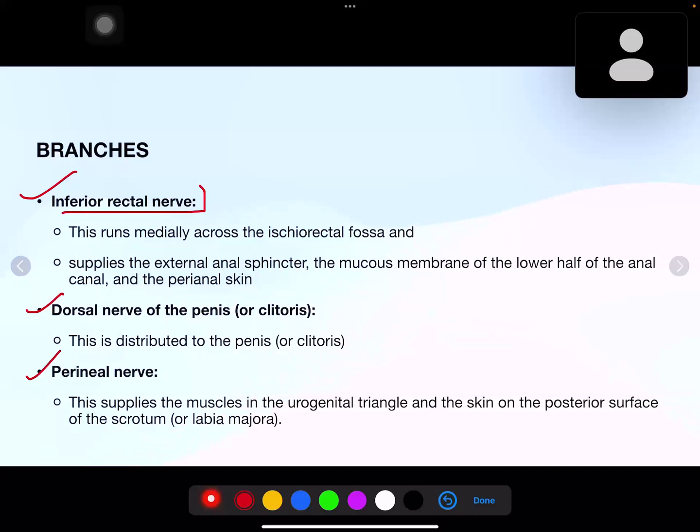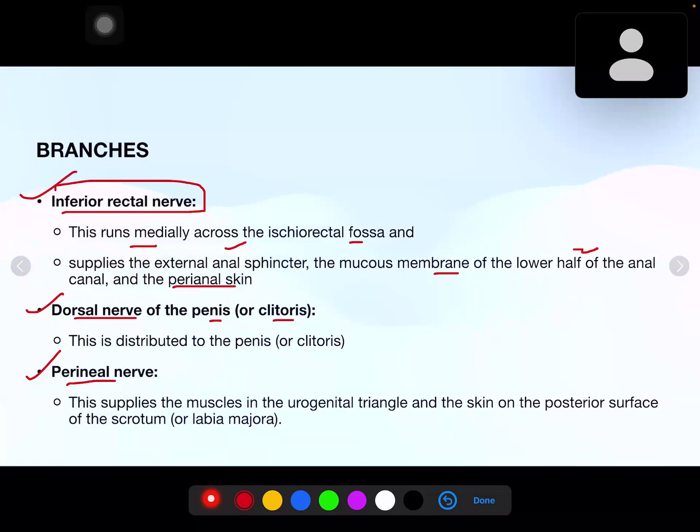So the inferior rectal nerve runs medially across the ischiorectal fossa and supplies the external anal sphincter and the mucous membrane of the lower half of the anal canal. We discussed it previously. Then the dorsal nerve is distributed to the penis or clitoris, and then the perineal nerve supplies the muscles in the urogenital triangle and the skin on the posterior surface of the scrotum or labia majora, you can say.